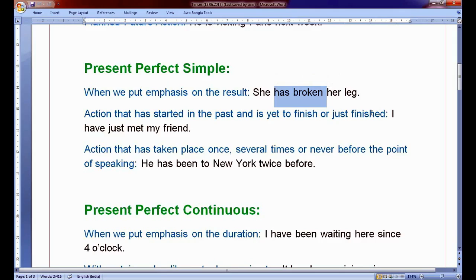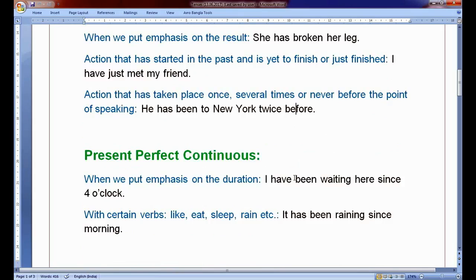Next one, action that has just started in the past and is yet to finish or just finished. The example I've used over here is, I have just met my friend, which means I've met my friend maybe just a couple of minutes ago or perhaps just a couple of seconds ago. Lastly, action taking place once, several times or never before the point of speaking. Example, he has been to New York twice before. It means that before the time of speaking, he has already visited New York 2 times.